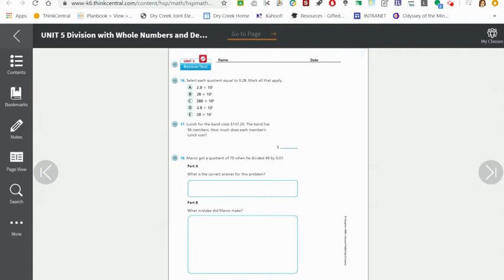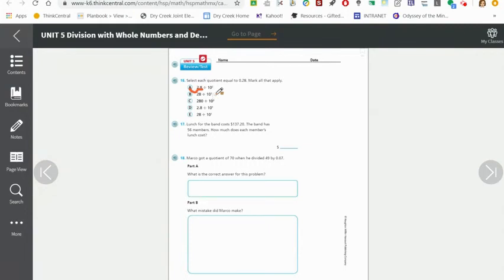Okay, now we're going to look at problem number 16. It's select each quotient equal to 2.8, mark all that apply. So again, when it says mark all that apply, it usually tells me it's more than one answer. So 2.8 divided by 10 to the second power means I would need 2 shifts. So I would have to move it 2 shifts, and then I would have to add a 0. So that is not the same thing as 0.28. So I know that A is not correct.